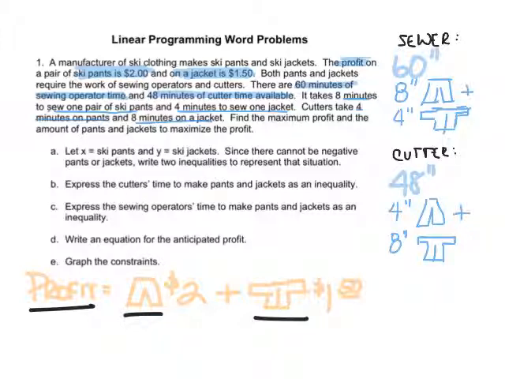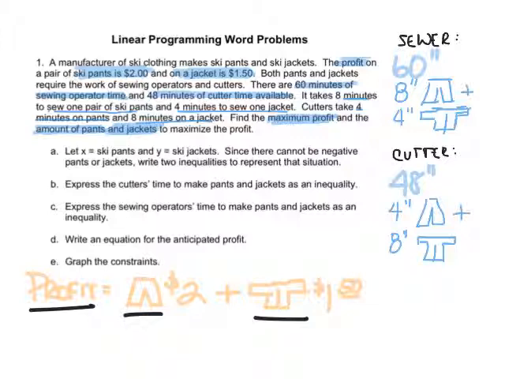Okay, find the maximum profit. So maximum profit, that's kind of our thing. Again, this is linear programming, so that's not terribly unusual. Maximum profit, and the amount of pants and jackets to maximize that profit.